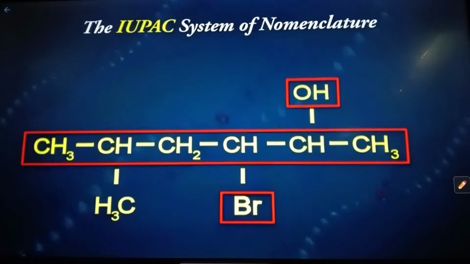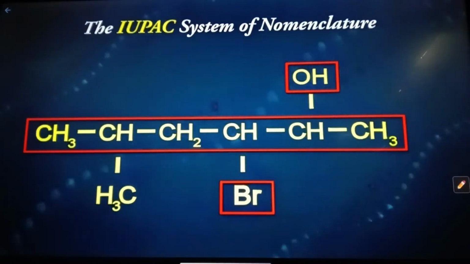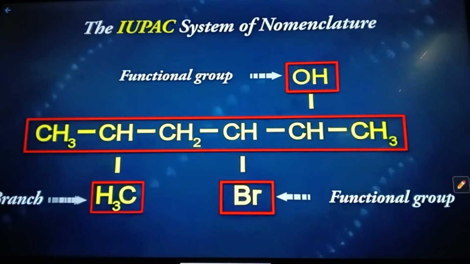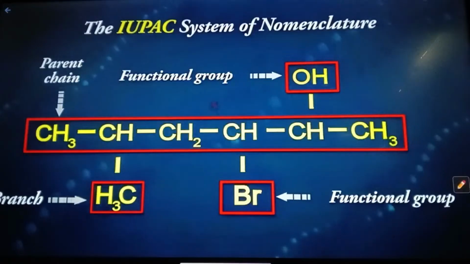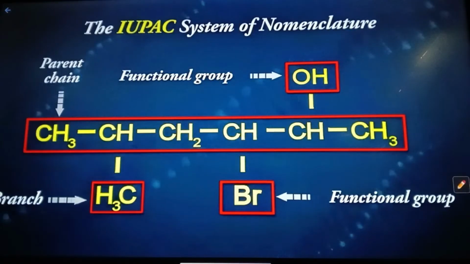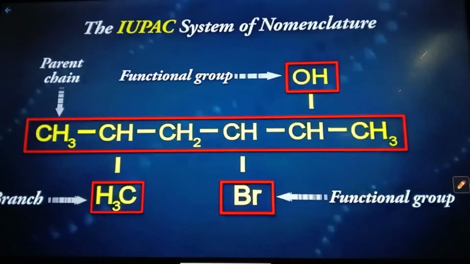Let us see this example. Here you can see a compound containing a functional group, containing a branch, and also you can see the parent chain of the compound. Before understanding about IUPAC any further, one needs to understand some key terms.